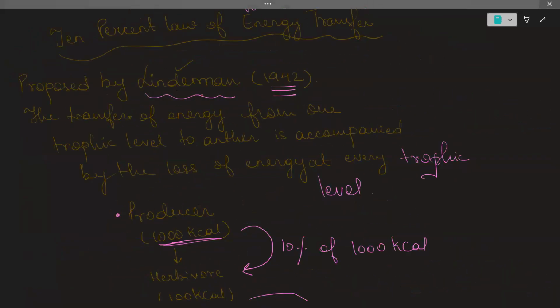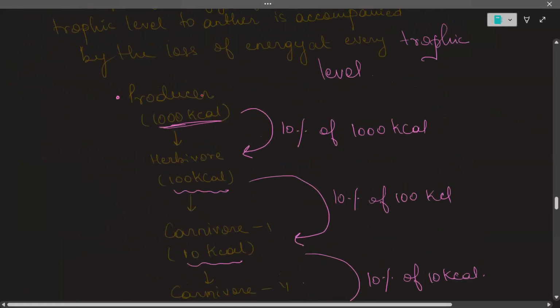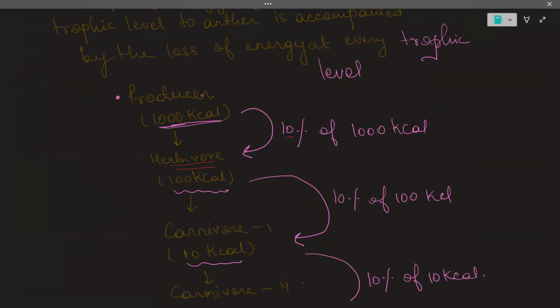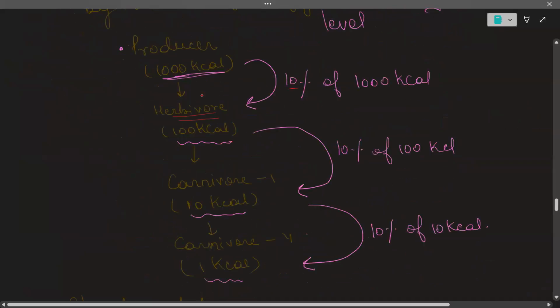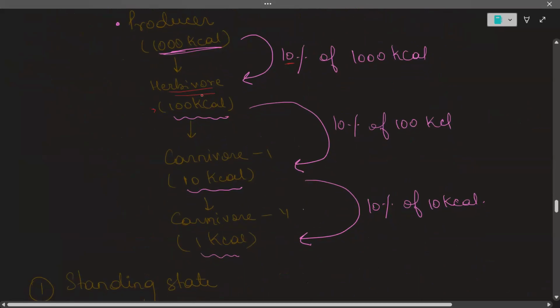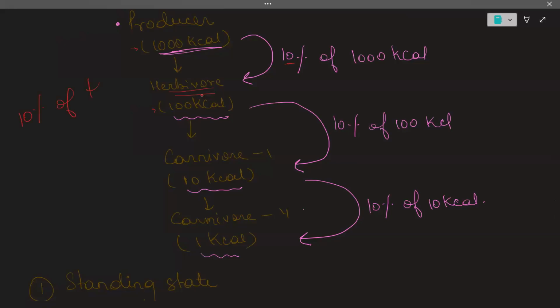This law was given by Lindeman in the year 1942. According to him, at every trophic level, 10% of the total available energy gets transferred. For example, if the producers are making 1000 kilocalories of energy, the herbivores that eat the producers will get 10% of this 1000 kilocalories, that is 100 kilocalories. Now the carnivores that eat the herbivores will get 10% of this 100 kilocalories and not 1000.